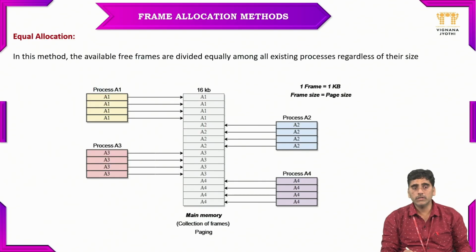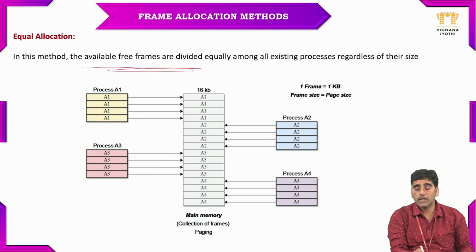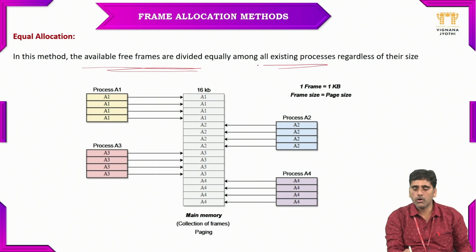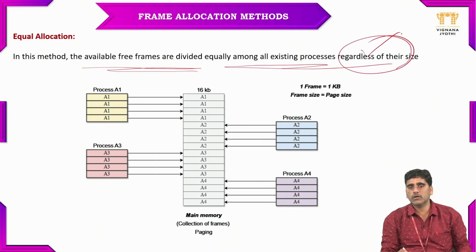And the second one is equal allocation. In this method, the available free frames are divided equally among all existing processes regardless of their sizes. So here there is no concept of sizes, and the frames are divided equally among all the existing processes.